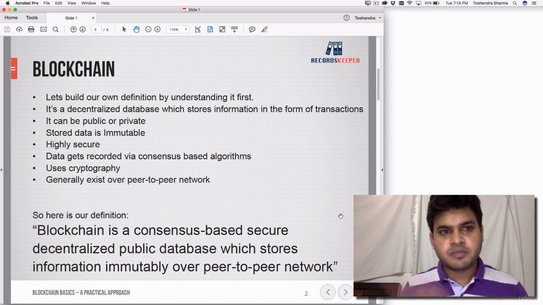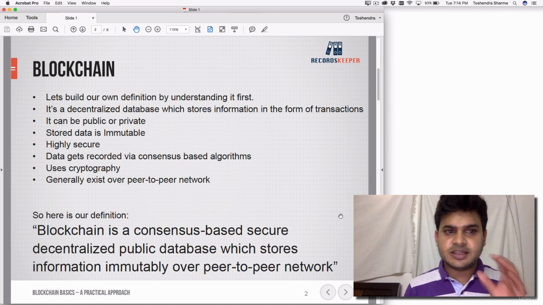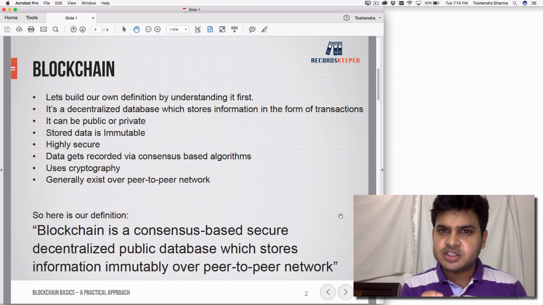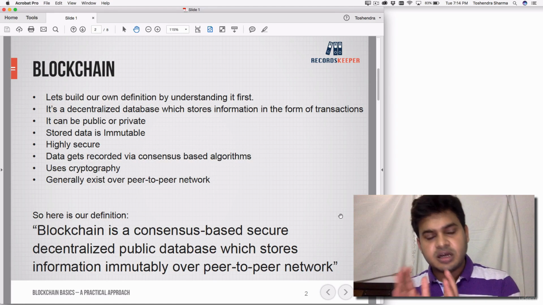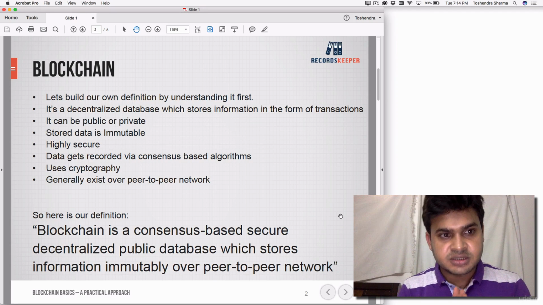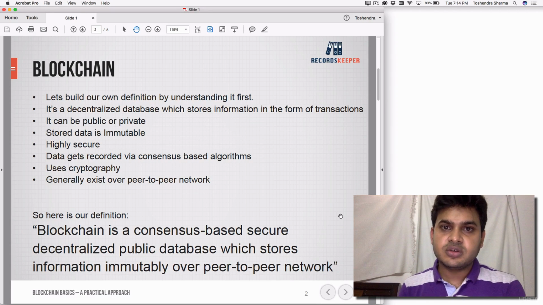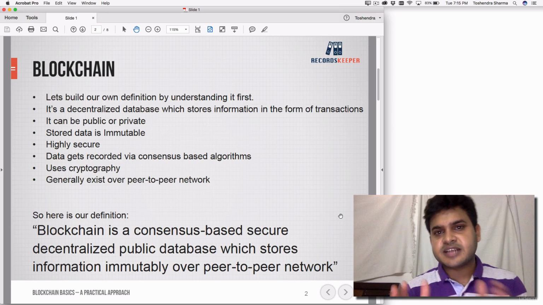So first, of course, the most common definition is blockchain. In this slide, I'm going to explain the blockchain very briefly, but we'll be covering the entire blockchain in a separate lecture. So don't worry about this being very short. Let's build our own definition by understanding it first.